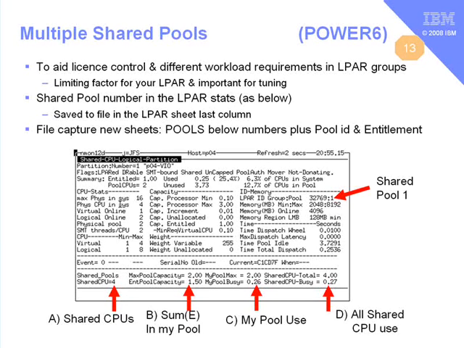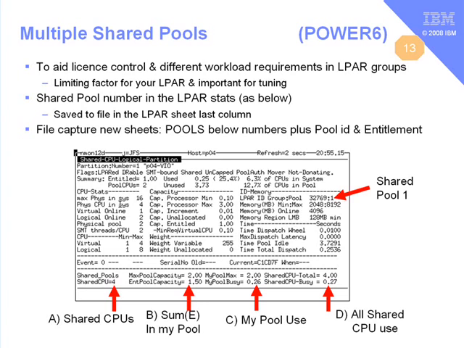In nmon, the shared pool number has been added to the LPAR numbers in the file, and we have a new sheet of information called pools, and that gives us the details that we can find out about the pools. The logical partition saving this data can only find out about its pool and the global pool. It can't find out information about other shared processor pools.